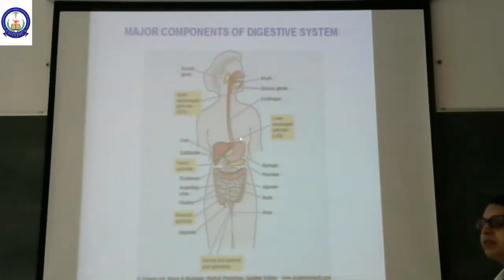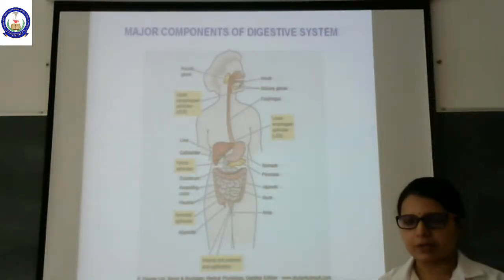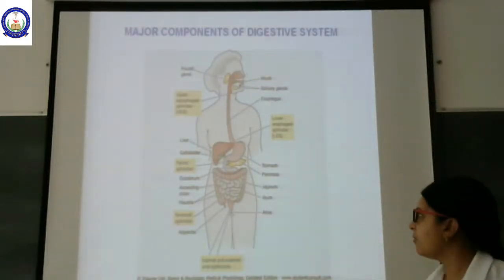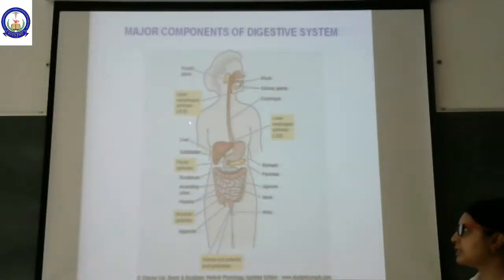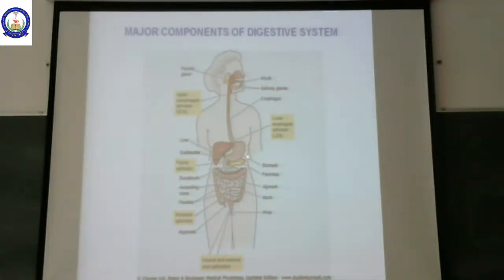Sphincters are valves, which act like valves. First, we have the upper esophageal sphincter, present at the commencement of the esophagus. Then the lower esophageal sphincter, at the junction of the esophagus and the stomach. So we have the upper esophageal sphincter and the lower esophageal sphincter.